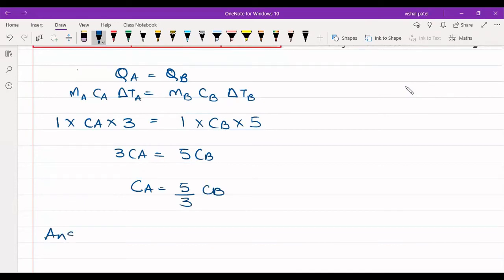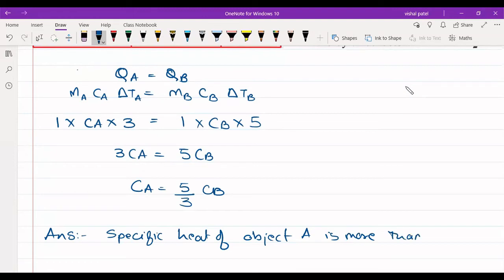So what does this mean? That specific heat of object A is more than that of object B by 5 upon 3 factor.